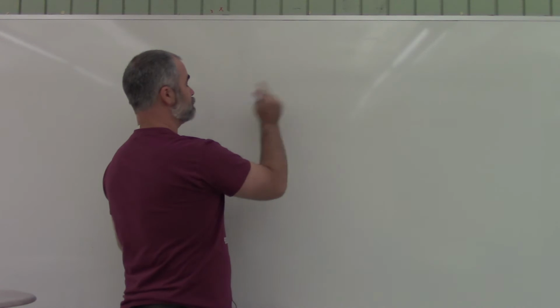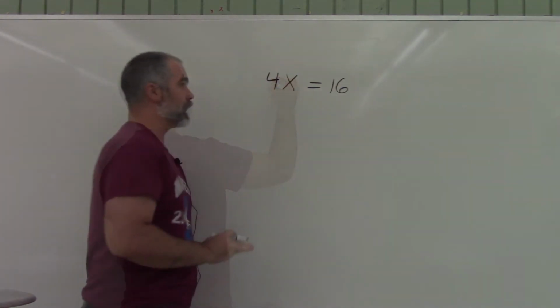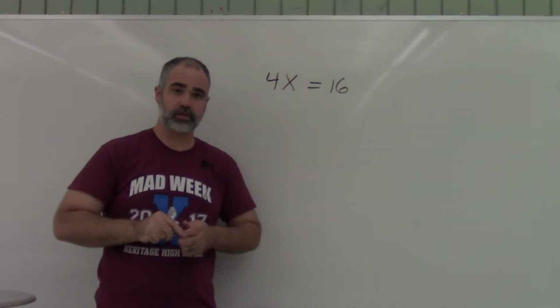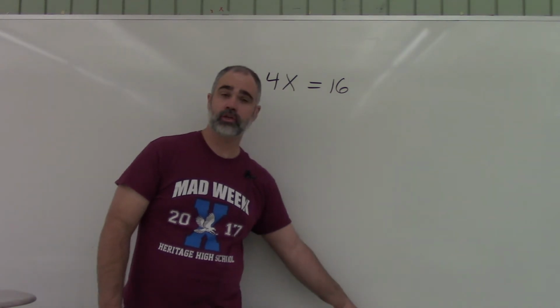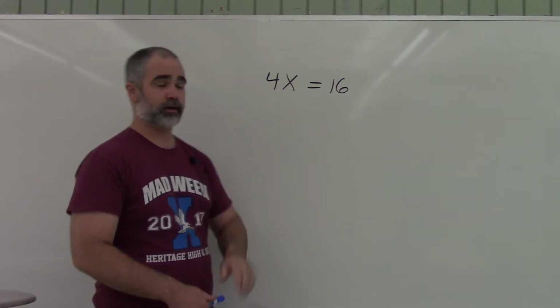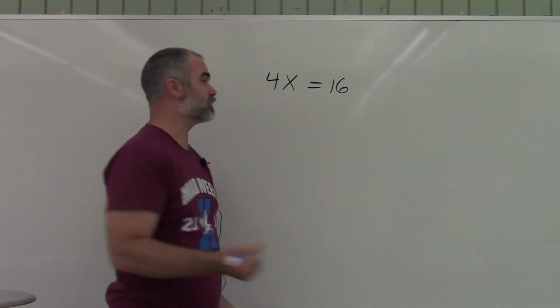All right, sometimes you might see something like this. Now, there's a couple of things going on here that I want to make sure that you understand. Hopefully, at this point, you realize when there's a number in front of a variable, what that really means is multiplication.